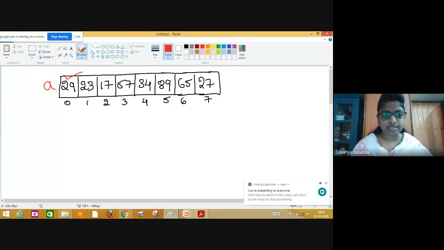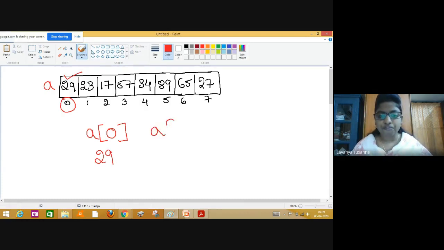These are some basics. Don't write all those things, I will say the solution later. See, the array name is A. Next you need to use the subscript operator. Now, what is the index of 29? It is 0. So A of 0 means you are accessing 29. Now A of 1 means you are accessing the element at index 1, which is 23.